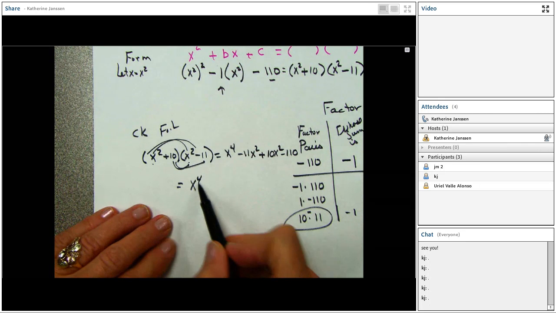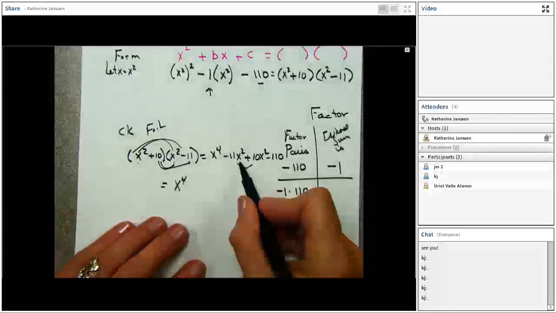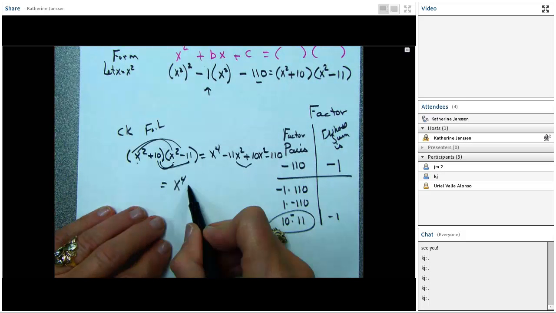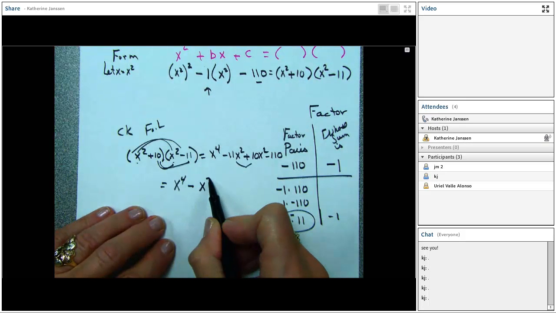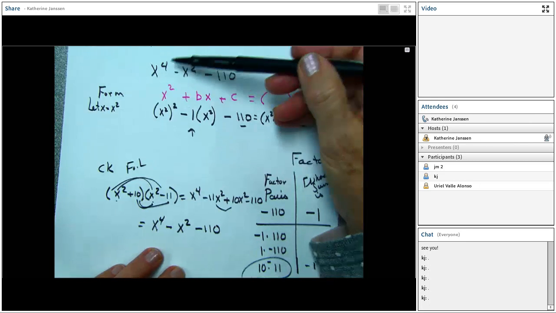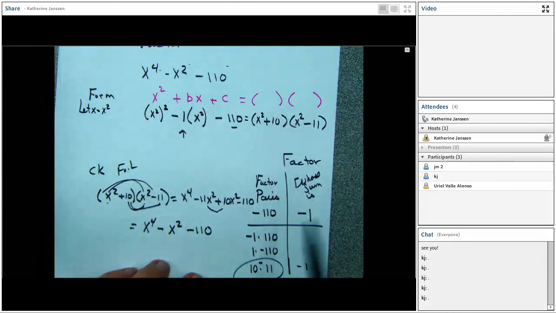We expect with FOIL that we can collect those like middle terms. A negative 11x squared plus a positive 10x squared would be a negative 1x squared, minus my constant. X to the fourth minus x squared minus 110. We can circle our answer.